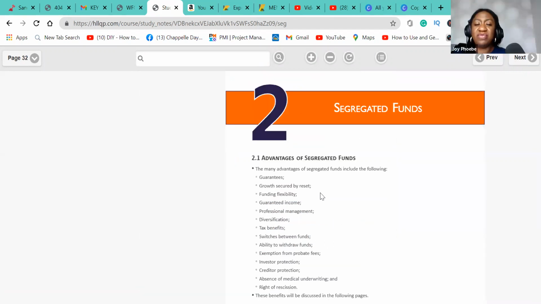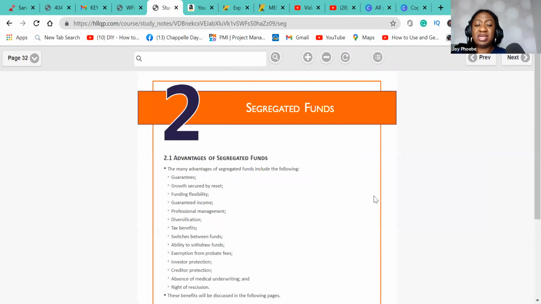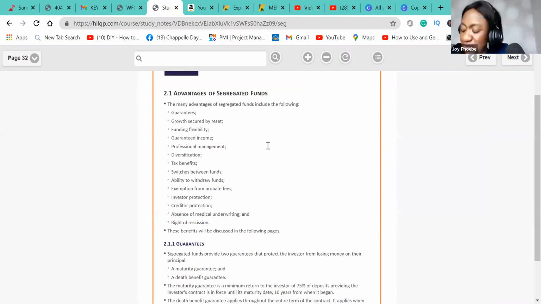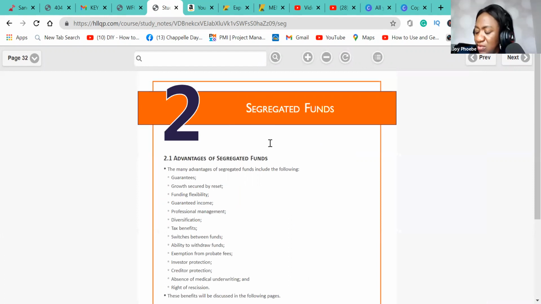All right, so we move on to chapter 2. We'll be talking about segregated funds. What I noticed is that when we go through chapter 2, we'll be seeing a lot of repeated information around what we have already learned.